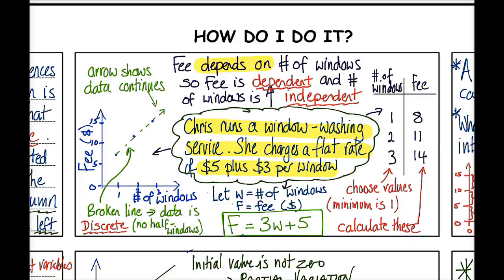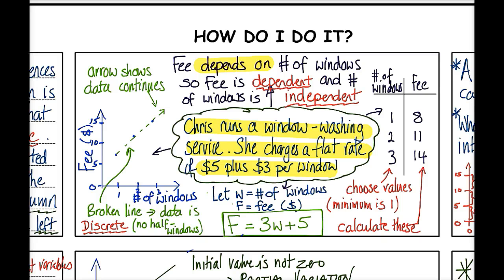So since the fee depends on the number of windows, you can see the word depend here. If the fee depends on something, then the fee would be the dependent variable. So fee is dependent and windows is independent. We're going to do a little practice of that in just a moment. So that's a statement, just in words, of what the problem is all about.